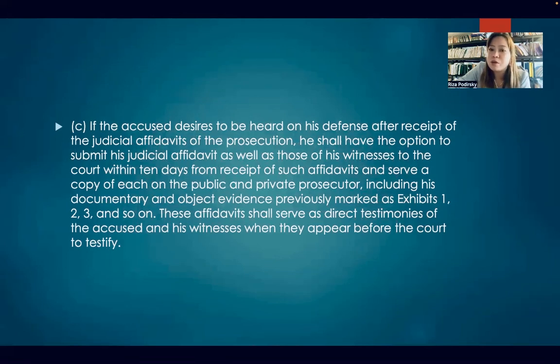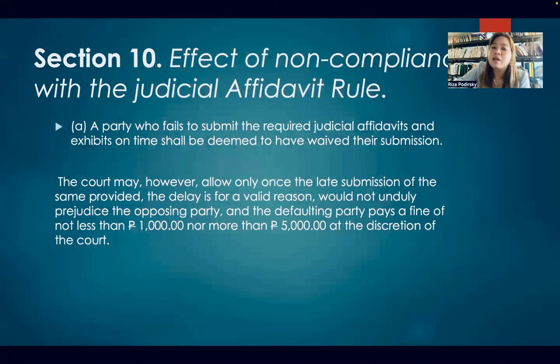If the accused desires to be heard on his defense after receipt of the judicial affidavits of the prosecution, he shall have the option to submit his judicial affidavit as well as those of his witnesses to the court within 10 days from receipt of the affidavits, and serve a copy of each on the public and private prosecutor, including the evidence. Next, Section 10, what will be the effect of non-compliance with the judicial affidavit rule? The party who fails to submit the required judicial affidavit and exhibits on time shall be deemed to have waived their submission. The court may, however, allow only once the late submission of the same, provided the delay is for a valid reason, would not unduly prejudice the opposing party, and the defaulting party pays a fine of not less than 1,000 pesos nor more than 5,000 pesos at the discretion of the court.